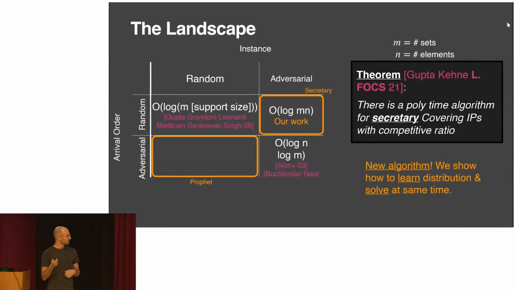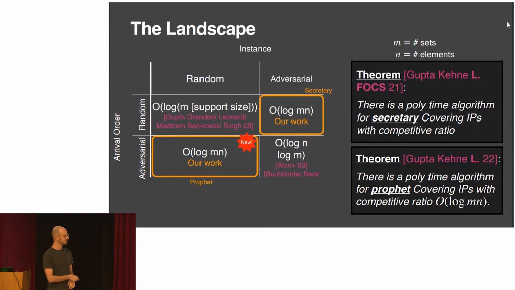And this is a new algorithm. It's not just a new analysis of an old algorithm. It's actually a new algorithm. And in some sense, what we're showing is that this upper left-hand corner, where you're drawing from a known distribution n times, and the random order is more or less equivalent to drawing n times from an unknown distribution. What we show is that it's possible to learn this distribution and to simultaneously solve the set cover problem without too big of a hit. So that's one result. And the new thing is this part. We actually show you can get a log mn in the profit setting as well.